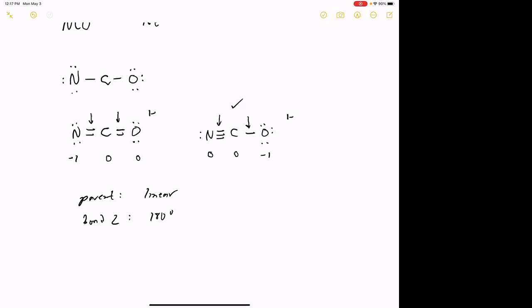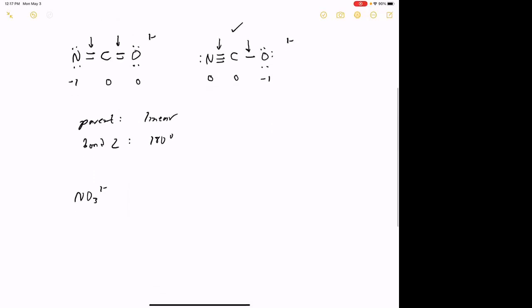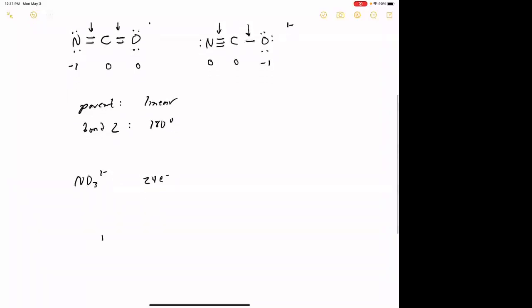Okay, so another one. Let's do another polyatomic. Let's do nitrate, NO3 1-. All right, so counting up, it looks like I'm going to have 24 electrons to work with. So again, we always start with a Lewis structure. Nitrogen's going to go in the middle. I'm going to go ahead and surround it by oxygens for my Lewis structure. Start making bonds. 1, 2, 3, 4, 5, 6 outer atoms. 7, 8, 9, 10, up to 24.